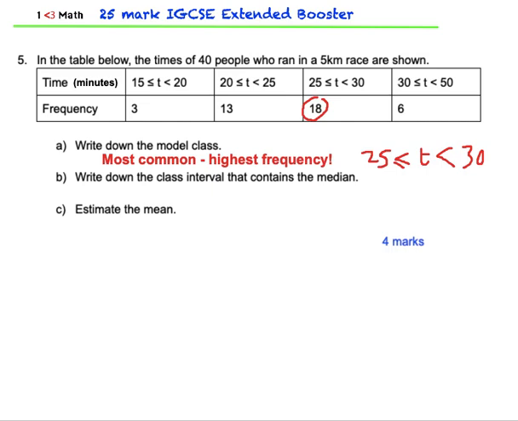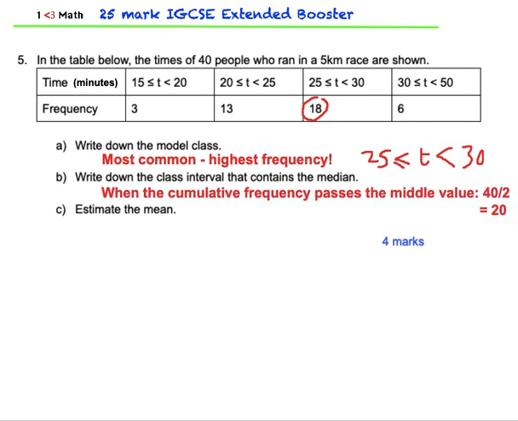Part B, write down the class interval that contains the median. Well, we've got 40 people. So the middle value would be the 20th value. And as you can see there, it says when the cumulative frequency passes the middle value, 40 divided by 2 is 20. That's going to be the class interval that contains the median.